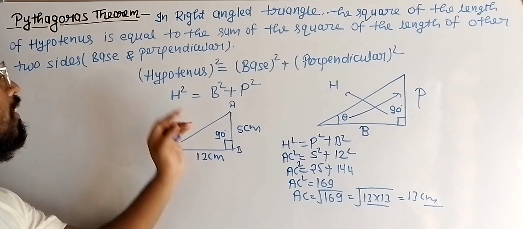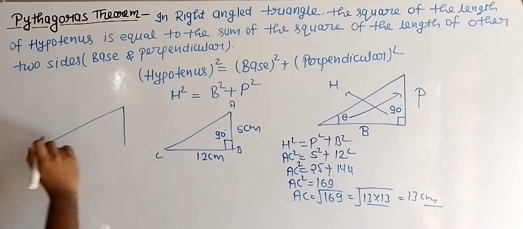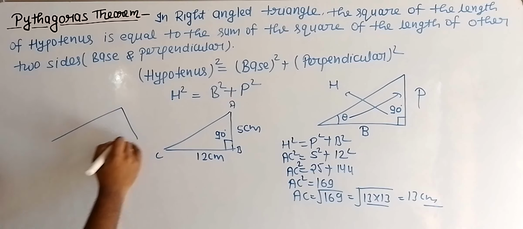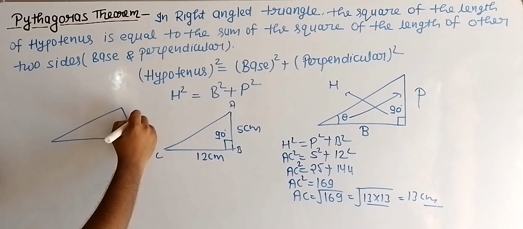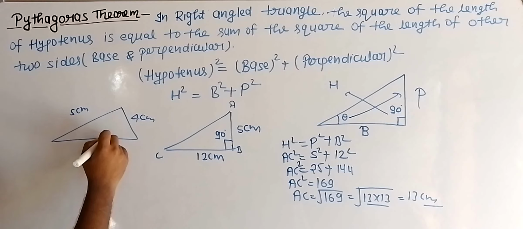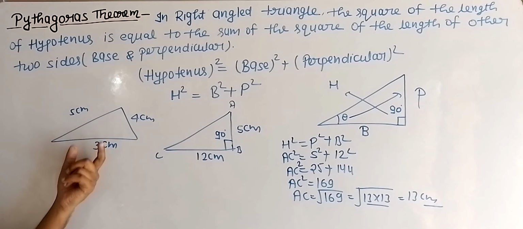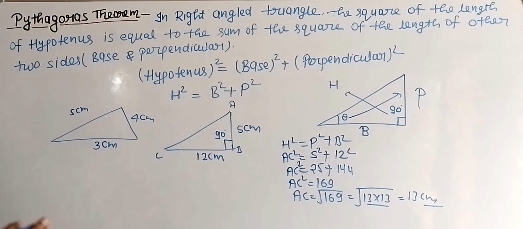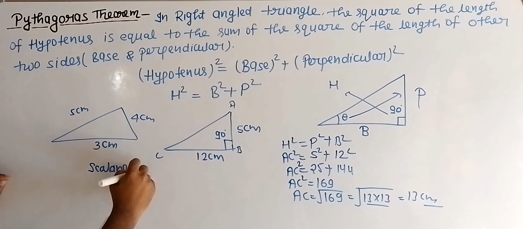On the basis of Pythagoras theorem, one more kind of question is asked like this. A triangle is given to you and it is a general triangle. Here they give the lengths of the sides as 4 centimeter, 5 centimeter, and this one 3 centimeter. On the basis of that, they ask what kind of triangle this is. Now we know that in this question the length of each side is given. If they ask on the basis of sides, it will be a scalene triangle, because the lengths of all sides are not equal.